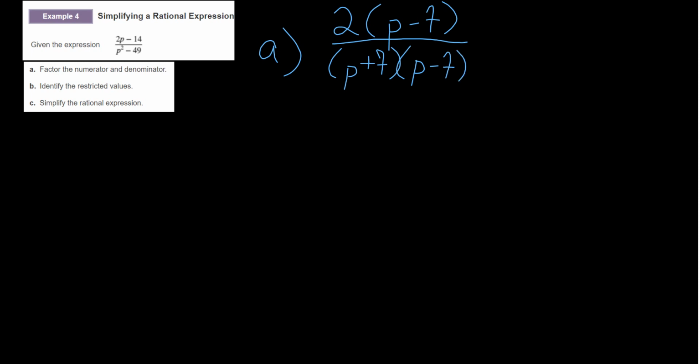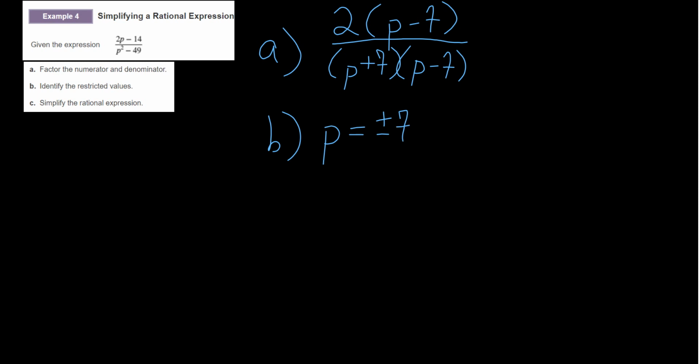Okay. All right, so B, identify the restricted values. Since we factored the denominator, we could set it equal to 0, right? We could say p plus 7 times p minus 7 is equal to 0. We know that if we set it equal to 0, then we have p is equal to plus or minus 7, okay?